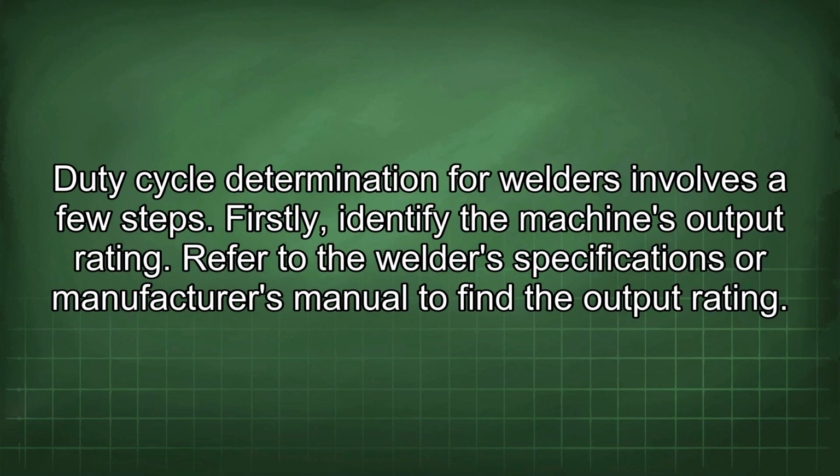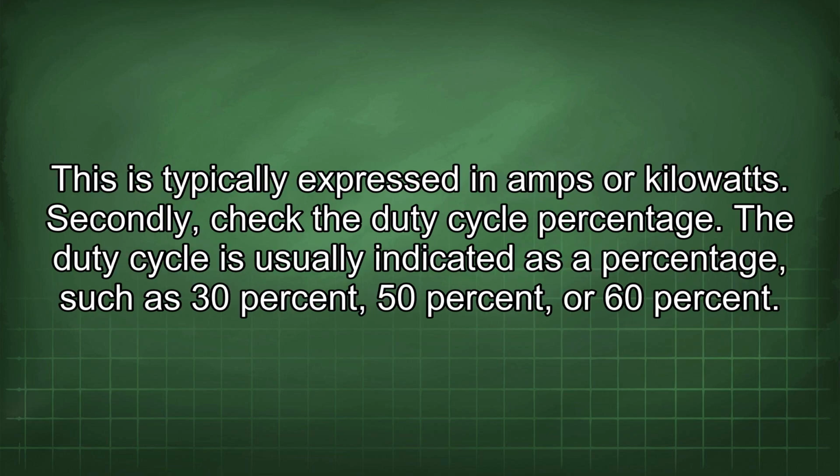Duty cycle determination for welders involves a few steps. Firstly, identify the machine's output rating. Refer to the welder's specifications or manufacturer's manual to find the output rating. This is typically expressed in amps or kilowatts.